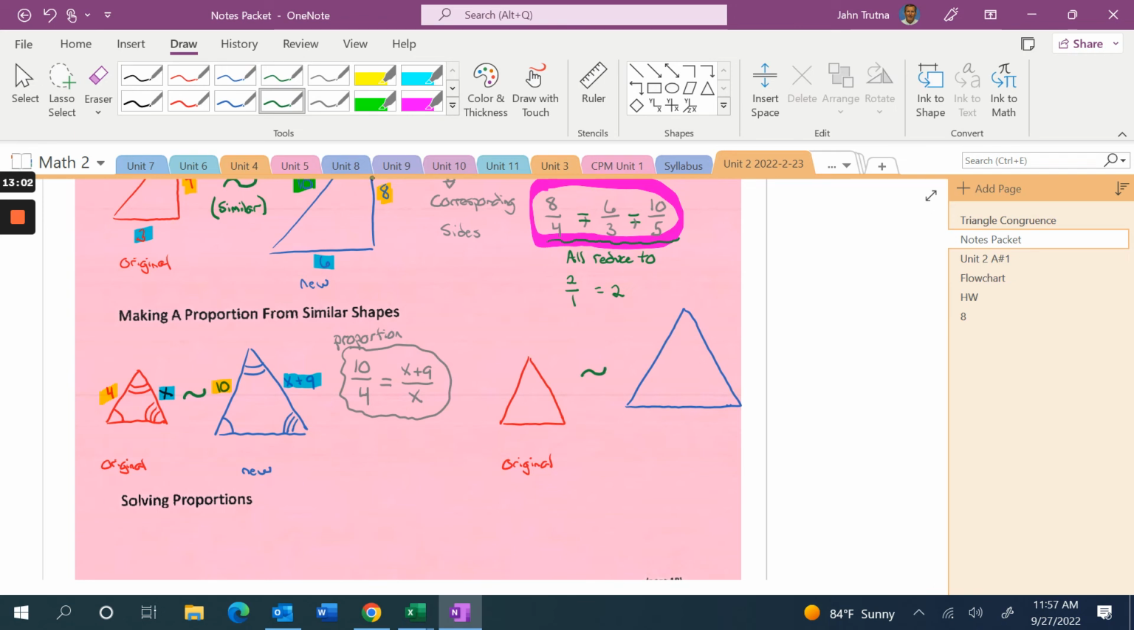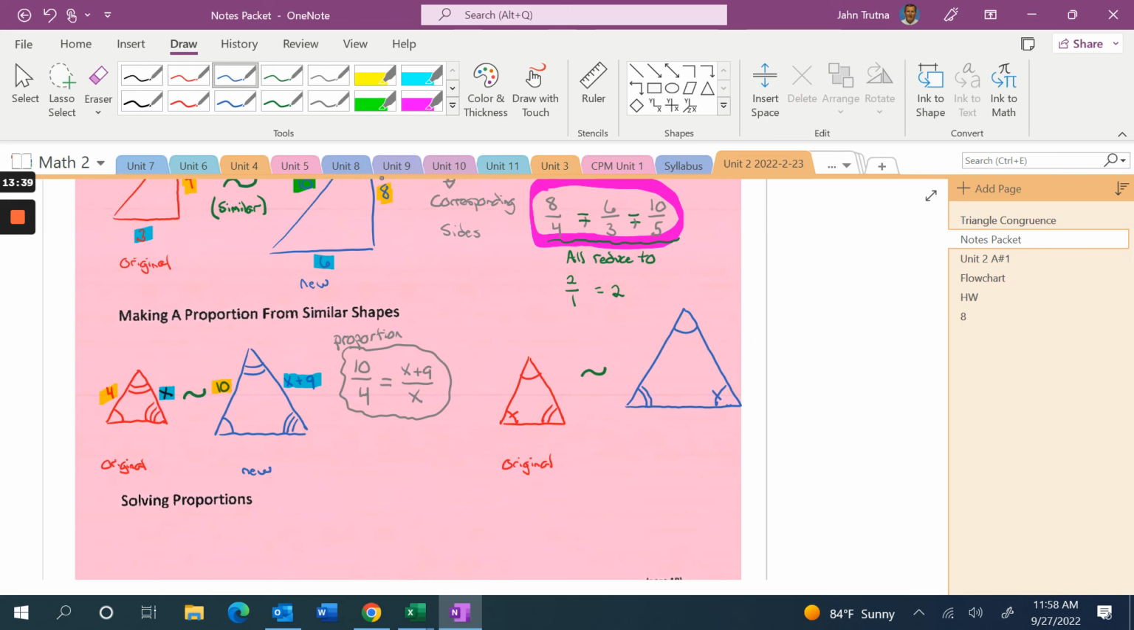These are similar to each other. All right. To give you some idea, the top left angle of the red triangle is the same, or congruent, to the top angle of the blue triangle. The bottom left angle of the red triangle, now pay attention here, is equal to the bottom right angle of the blue triangle. And the bottom right angle of the red triangle is congruent to the bottom left angle of the blue triangle.